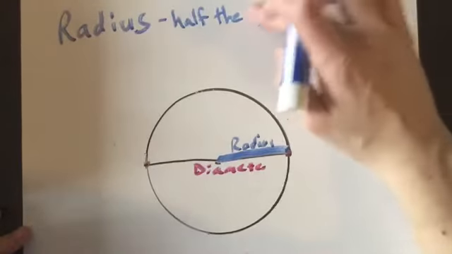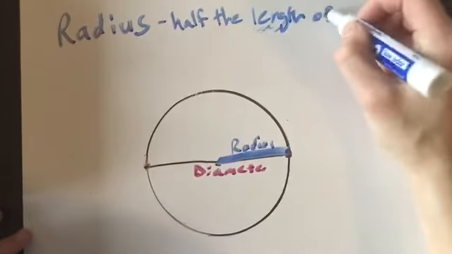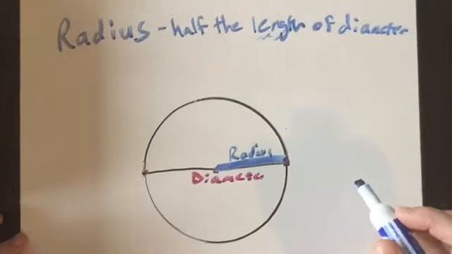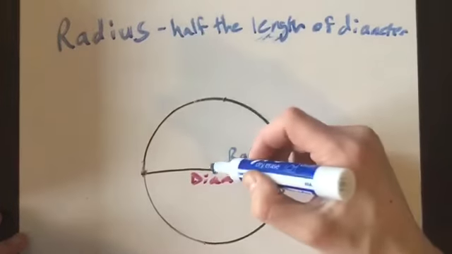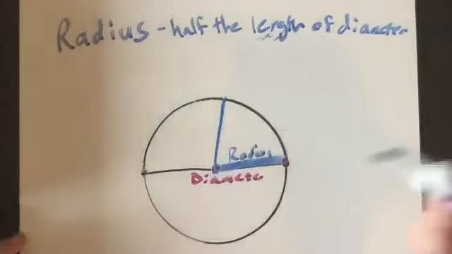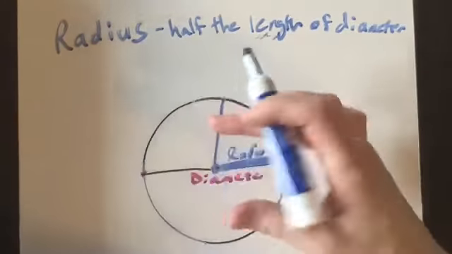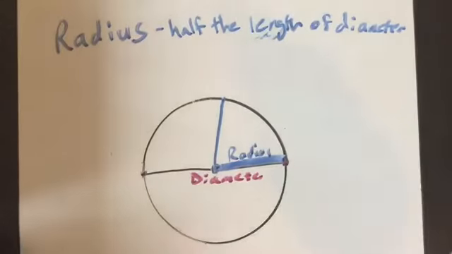Half the length of the diameter. Okay? And the radius goes from the midpoint to an endpoint on the circle. It doesn't necessarily have to be along the diameter. There are infinitely many radii in a circle, as well as infinitely many diameters in the circle, depending on how you rotate it through the midpoint.